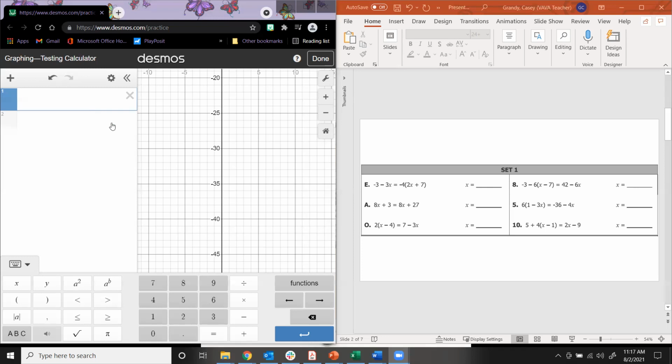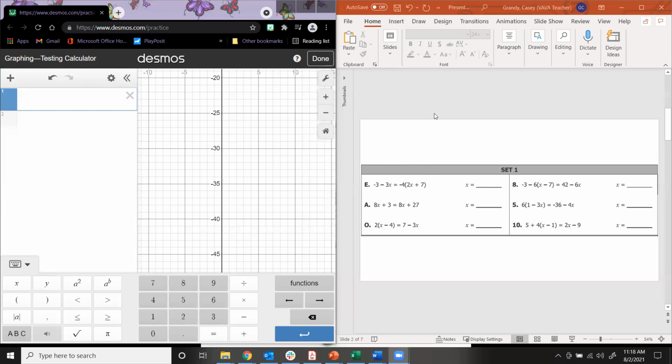In the regular Desmos, it will solve for one variable for us, but in the testing calculator mode, that part is inactive, but there's a little workaround. So what we're going to do is use the testing calculator. If you're not sure how to get there, you just go to desmos.com and then click the graphing testing calculator. That's what you want. And I will post a link to it on OMHS also.